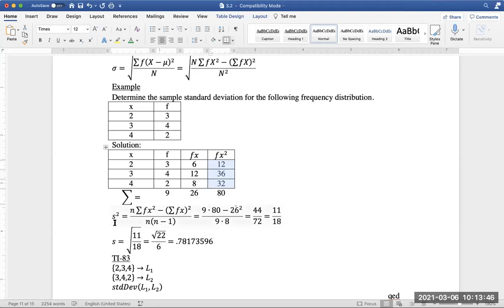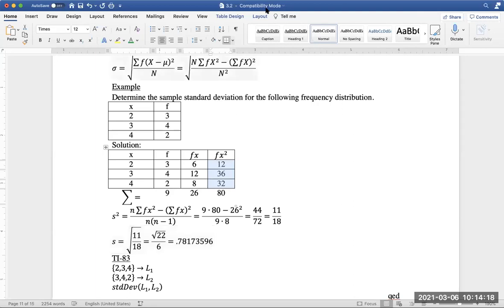So s squared is equal to n, 9, times the sum of fx squared, 80, minus the sum of fx, 26, squared, divided by n, 9, times n minus 1, 8. So you get 11 over 18. Take the square root of it to get the sample standard deviation: 0.78173596.